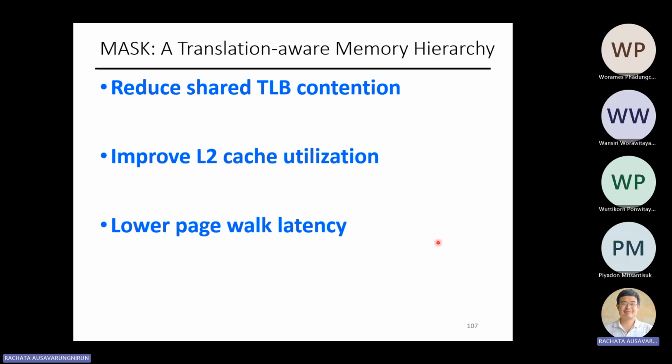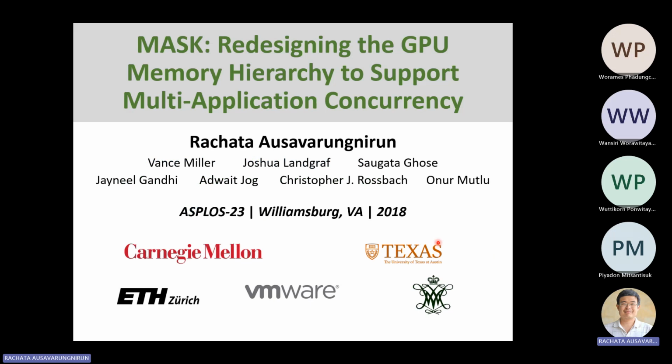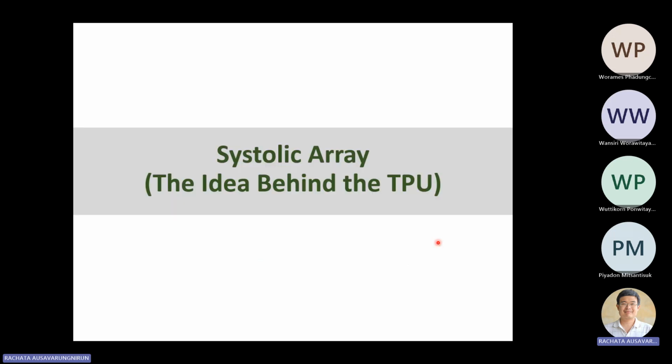So our next paper reduced this page walk overhead by applying multiple tricks throughout the hierarchy, from the TLB, the data cache, and the scheduler, to address the problem. This is called MASK. The paper showed that lazy page walk can hurt GPU performance, and you need to do something about this. All right, so that's a quick wrap on the GPU.